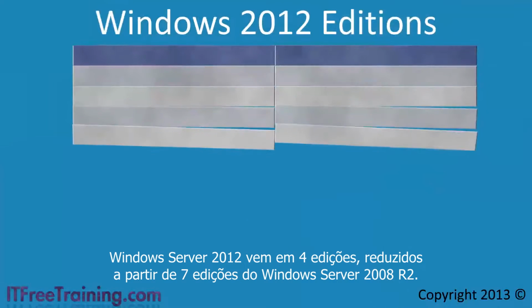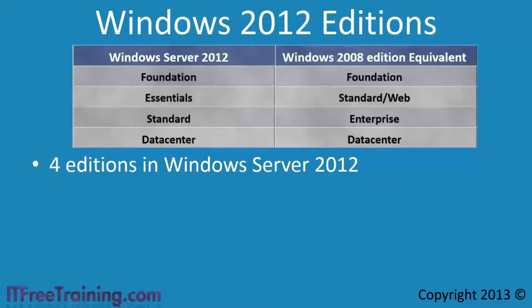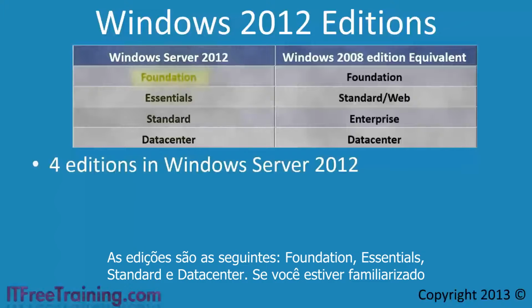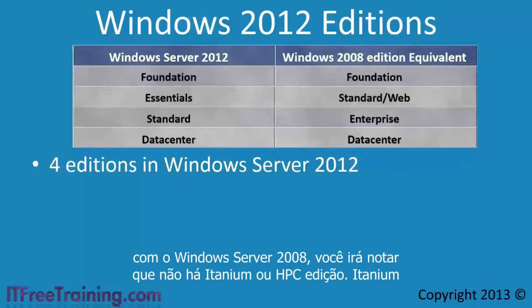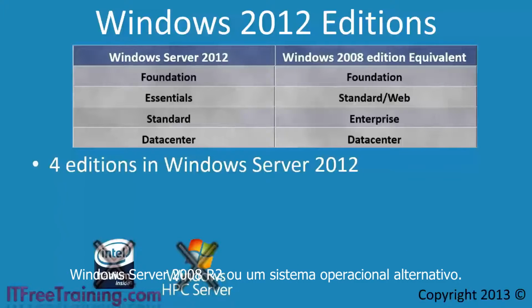Windows Server 2012 comes in 4 editions, reduced from 7 editions in Windows Server 2008 R2. The editions are as follows: Foundation, Essentials, Standard, and Data Center. If you are familiar with Windows Server 2008, you will notice that there is no Itanium or HPC edition. Itanium support is effectively dropped, so if you have an Itanium-based system, you will need to use Windows Server 2008 R2 or an alternative operating system.